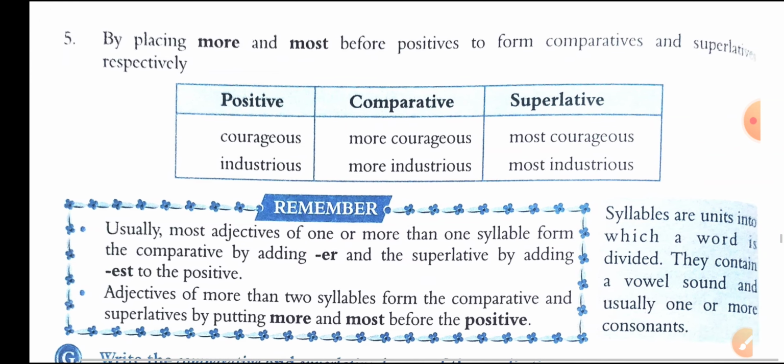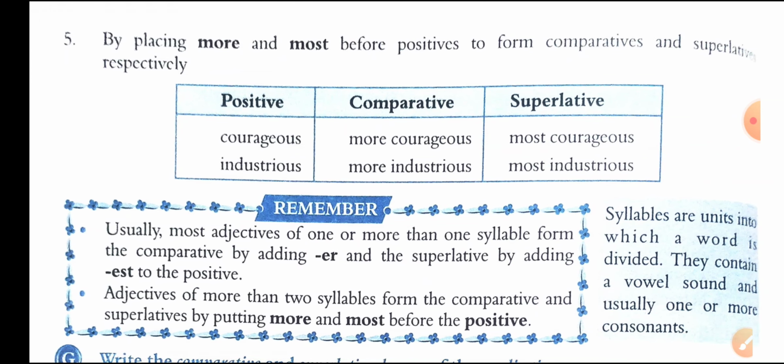Then there is placing more and most before the positive to form the comparative and superlative respectively. The trick is not given to you here, but I have already told you that when your tongue and your teeth touch more than one time, there you have to add more and most. Speak the word courageous. It is more than one time, so it is more courageous and most courageous.